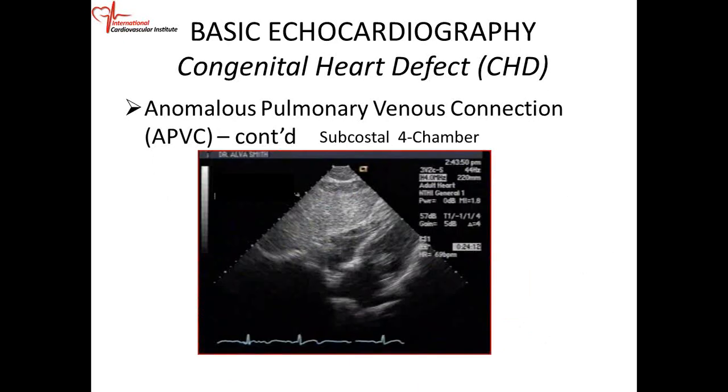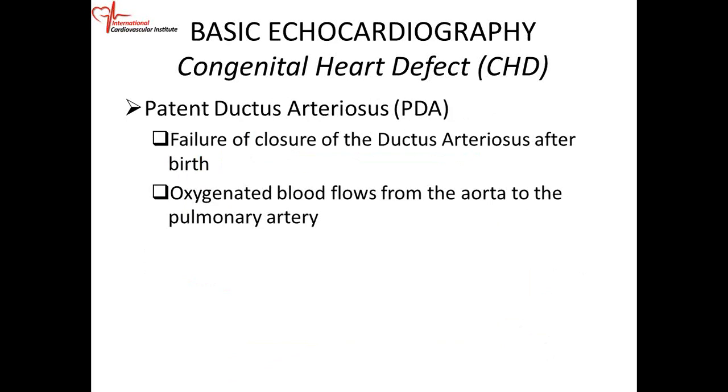And then with the subcostal view, you identify the others. Okay, right upper. All right, so that is your pulmonary veins. Remember, you have to search for them. It can be a problem. Partial is more common than total.